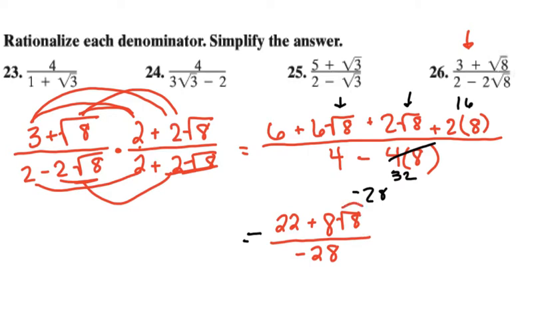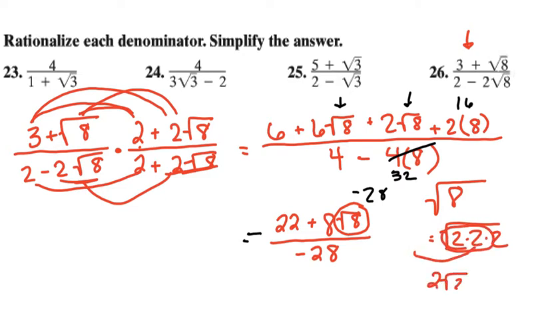Okay, we still need to address that situation. So what we're going to do is over here off to the side, root 8 is the same as 2 times 2 times 2. So that means we take a pair of 2's, bring it out front, and we have 2 root 2. So instead of that being root 8, we have 2 root 2. 8 times 2 is 16. So the answer is going to be 22 plus 16 root 2 all over negative 28.